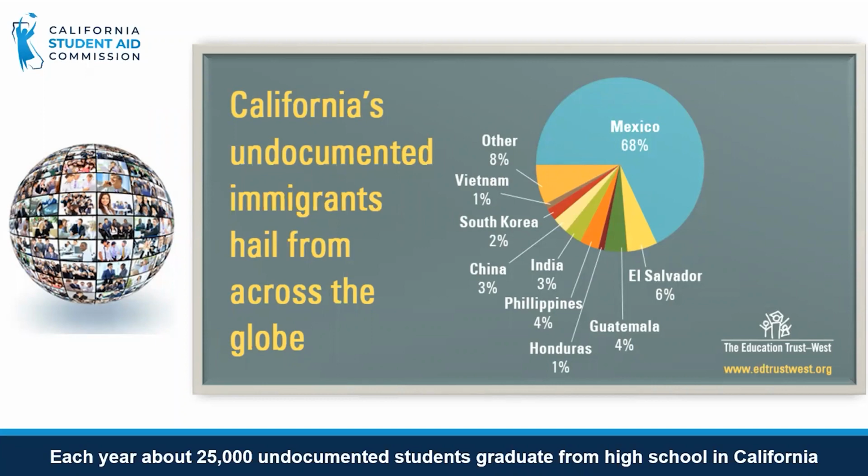And the reason we point this out is that we don't want to make any assumptions about a student's status based on where that student is from. We have students from Europe, we have students from Asia, we have students from Africa, and they're all undocumented students who would benefit by filling out the California DREAM Act application.